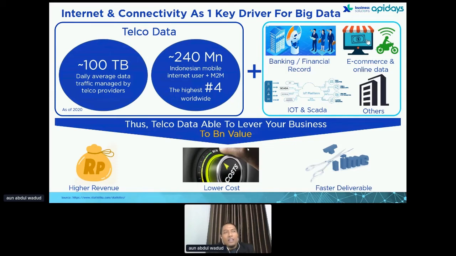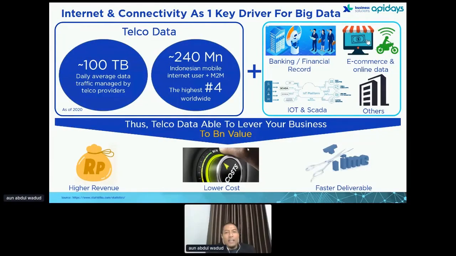But using our telco data, you can take the data maybe within a minute or within, with the delay, for example, 5 minutes. You can take the complete data combining from telco and also your financial services. So it should be faster than the existing or the manual process.